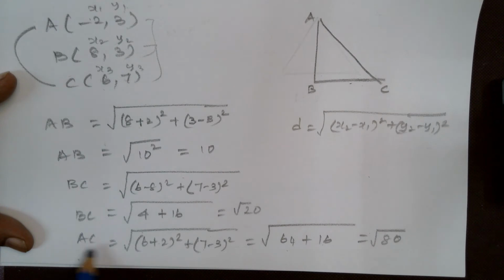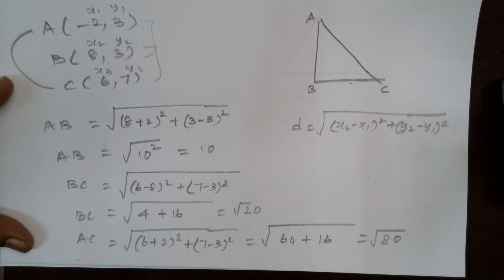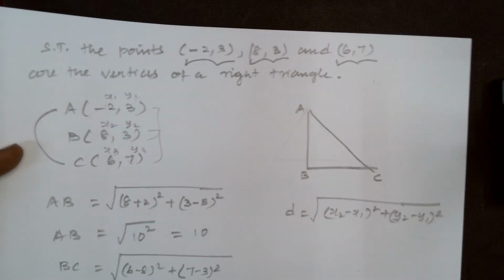Let us consider AC is equal to the whole square root of 6 plus 2 the whole squared plus 7 minus 3 the whole squared. So the whole square root of 6 plus 2 is 8. 8 squared, 64. 7 minus 3, 4. So 4 squared, 16. So 64 plus 16, the square root of 80. Okay? Right. Let it be like this.